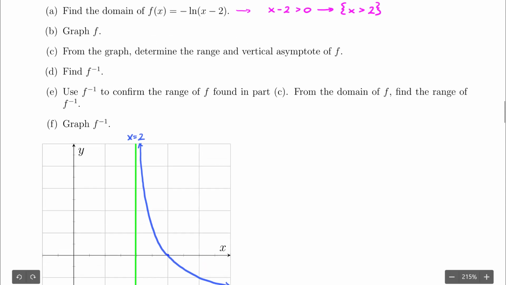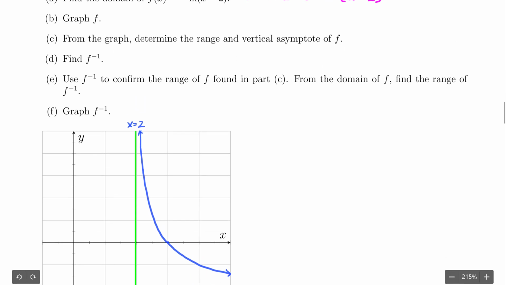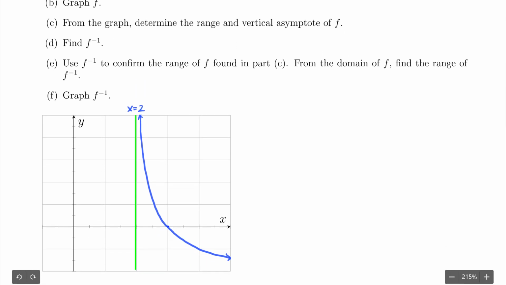Part D asks you to find the inverse of that function. And so to find the inverse of any function, we first write out the original function as y equals negative natural log of x minus 2. To find its inverse, we simply replace x with y and y with x. So now we rewrite it as x equals negative natural log of y minus 2.